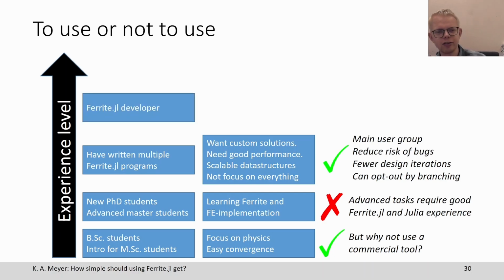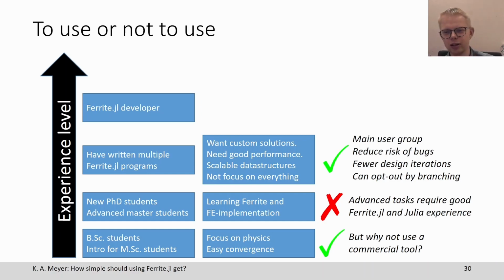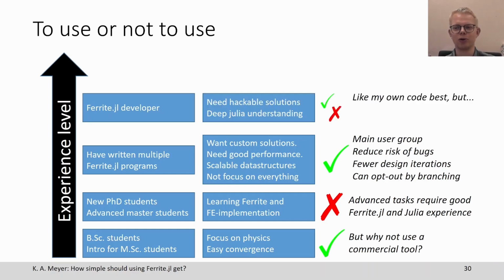And of course, if you're a Ferrite developer, you need a hackable solution. You have a deep understanding of Julia. I like my own code best, of course. Why would I use someone else's code? But at the same time, well, you can still reduce the risk of bugs. And at least when it comes to my packages, I'm always happy to have PRs or issues or whatnot.